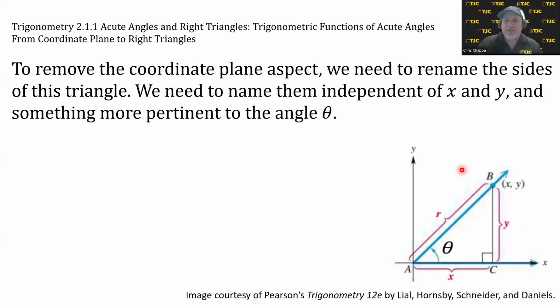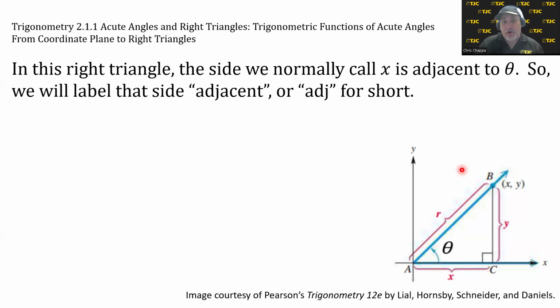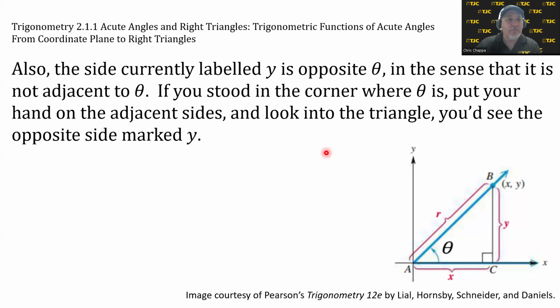To remove the coordinate plane aspect, we need to rename the sides of this triangle. We need to name them independent of x and y and something more pertinent to the angle theta. In this right triangle, the side we normally call x is adjacent to theta. So we will label that side adjacent, or ADJ for short.